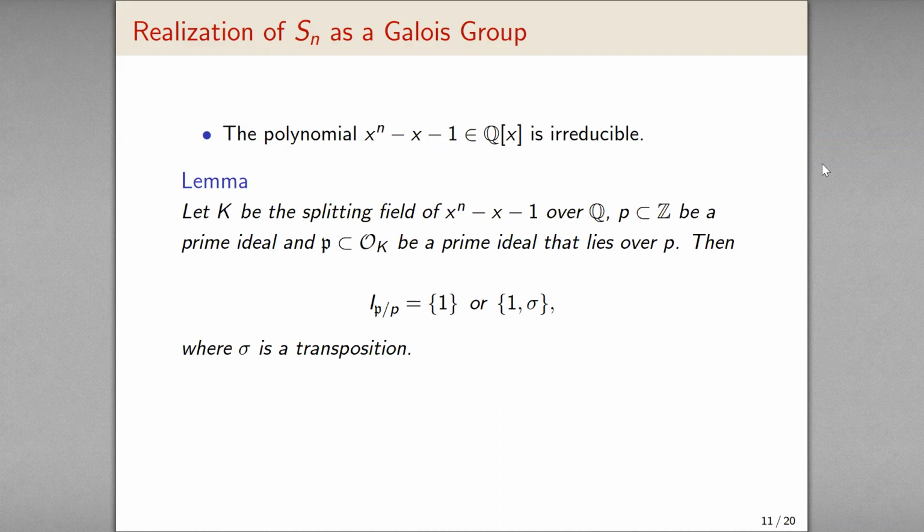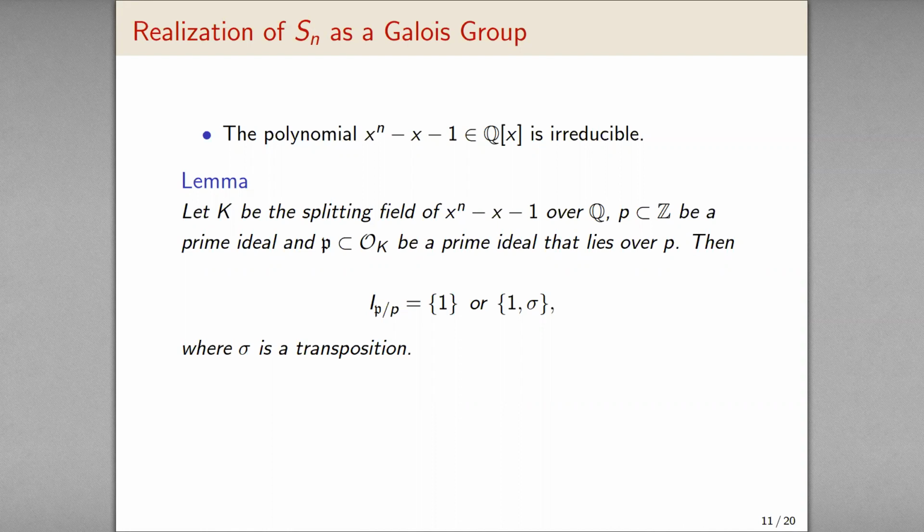Now, we have the following lemma, which states that if K is the splitting field of this polynomial over Q, and curly P is a prime ideal of O_K that lies over p, then the inertia subgroup of curly P over p is either trivial or it's generated by a transposition. And to prove this, one looks at the projection of the polynomial x^n minus x minus 1 to the field O_K over curly P, and then lets the inertia group act on the roots of this polynomial, and then all that's left is to count.